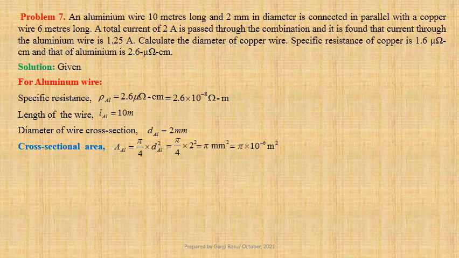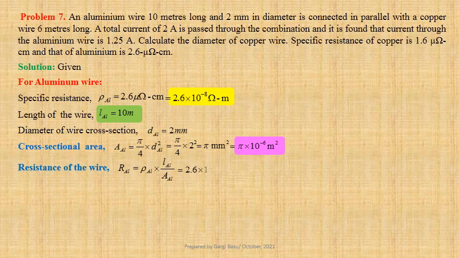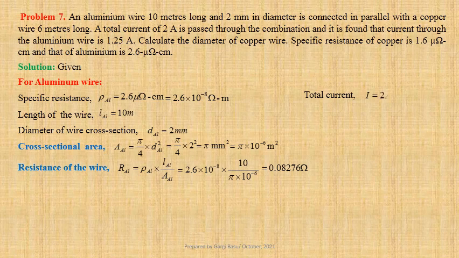Now we shall compute the resistance of the wire. RAL equals rho AL into LAL divided by AAL. Using values we get 2.6 into 10 to the power minus 8 into 10 divided by pi into 10 to the power minus 6. That gives us 0.08276 ohm. Given total current I equals 2 ampere, current flowing through aluminium wire IAL equals 1.25 ampere.